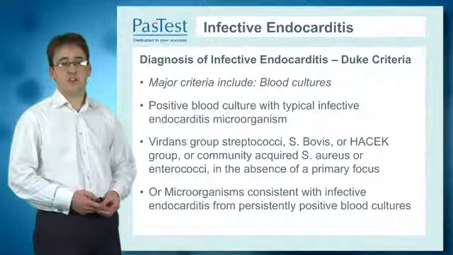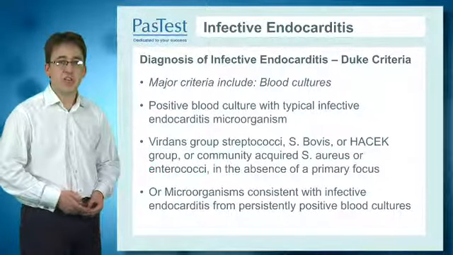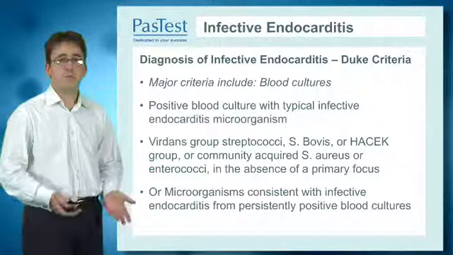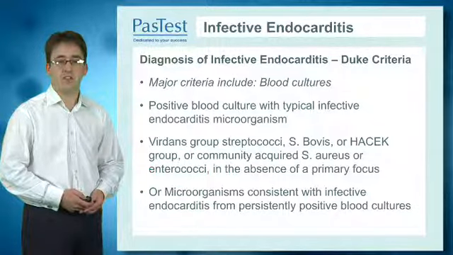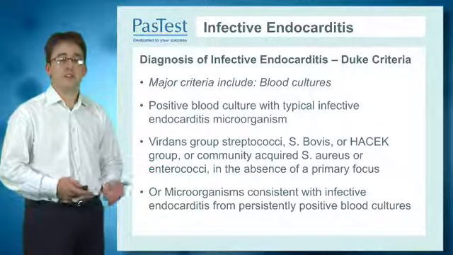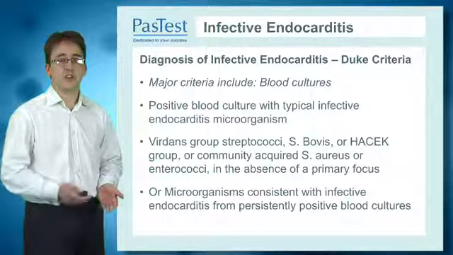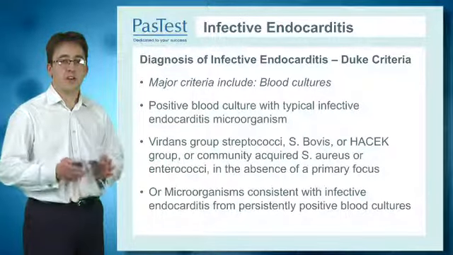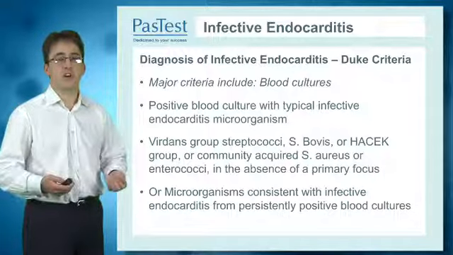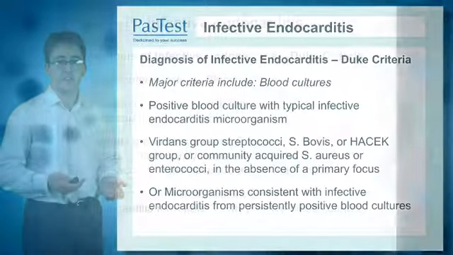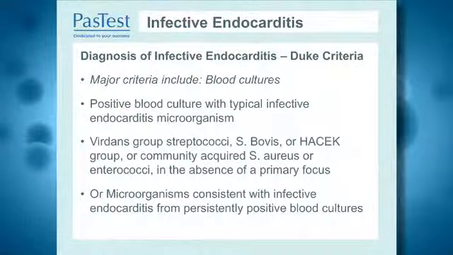Different criteria have been developed for diagnosis of infective endocarditis. One of the best of these is the Duke's criteria. There are certain major and minor criteria which together can build up a picture which is consistent with a diagnosis of endocarditis. So, what are the major criteria in blood cultures?